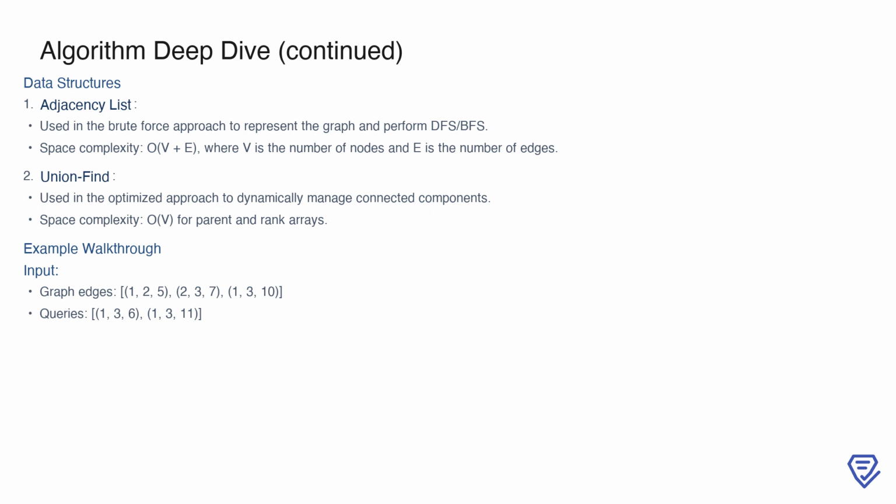To understand the optimized approach better, let's consider an example. Suppose our graph has edges (1, 2, 5), (2, 3, 7), (1, 3, 10), and the queries are (1, 3, 6) and (1, 3, 11). We'll use this input to see how the algorithm processes the queries step by step.